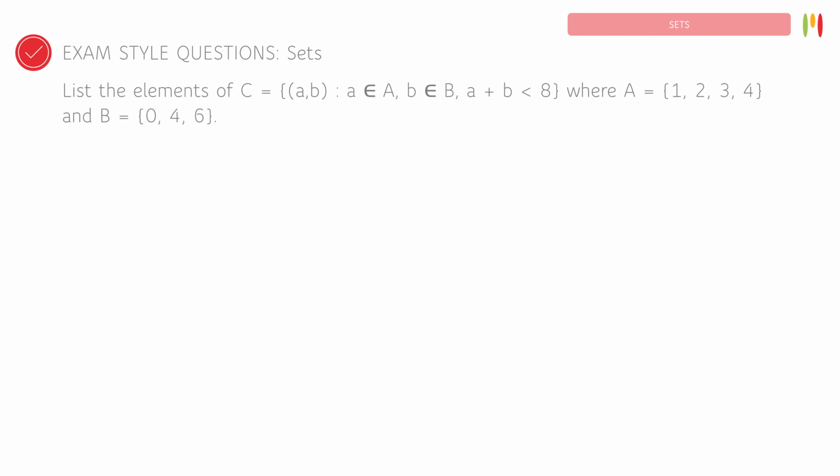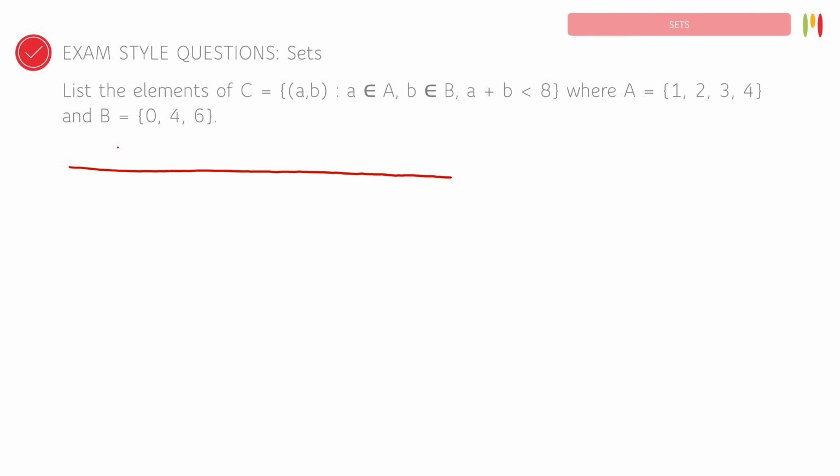List the elements of C, which is equal to the set of coordinates (a, b) such that a is a member of A and b is a member of B, and a plus b is less than 8, where A is equal to the set 1, 2, 3 and 4, and B is equal to the set 0, 4 and 6. The way we need to find the members of set C is to find the combinations of a and b that satisfy the inequality a plus b is less than 8. So we can create a table to find all the different possibilities.